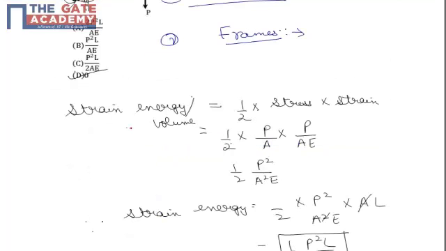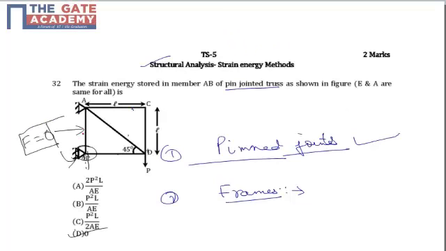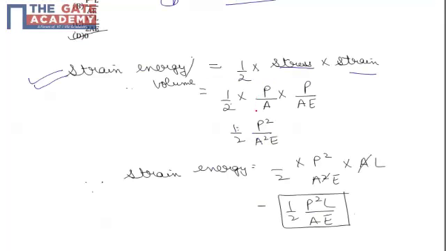Now, strain energy per unit volume, in general, is given by half into stress into strain. We know that the only force present in a pin jointed member or a truss is axial force. So stress can be written as P by A, and strain is P by A divided by Young's modulus of elasticity, if we are talking about elastic analysis. Whatever scope we study in structural analysis deals with elastic members. So it comes out as half into P square upon A square E. Now this is strain energy per unit volume.